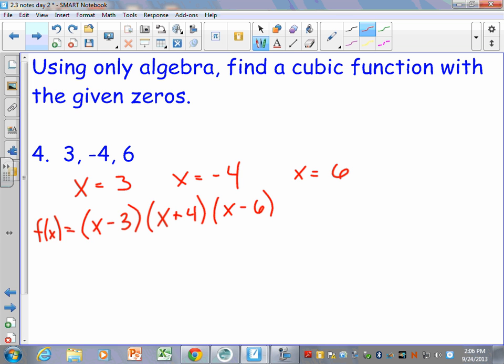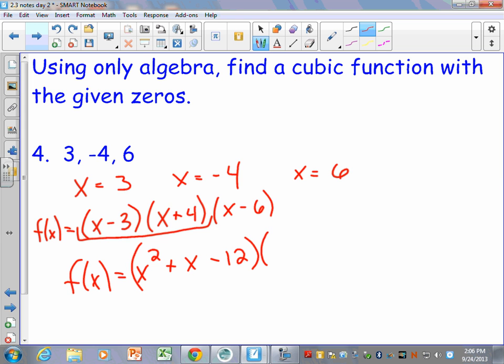You can't FOIL 3 things at once. You have to do 2 at a time. So you would multiply these 2 first. So I would get x squared plus 4x minus 3x would be plus x minus 12. And then you have to take that times x minus 6.